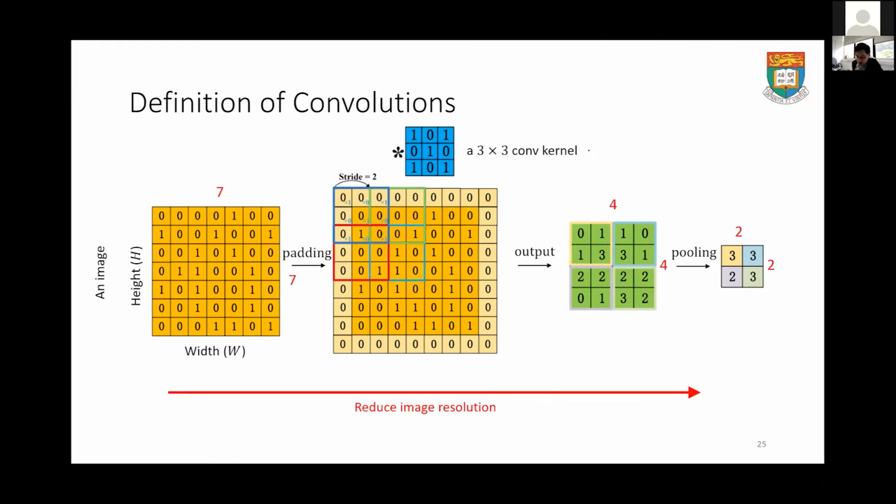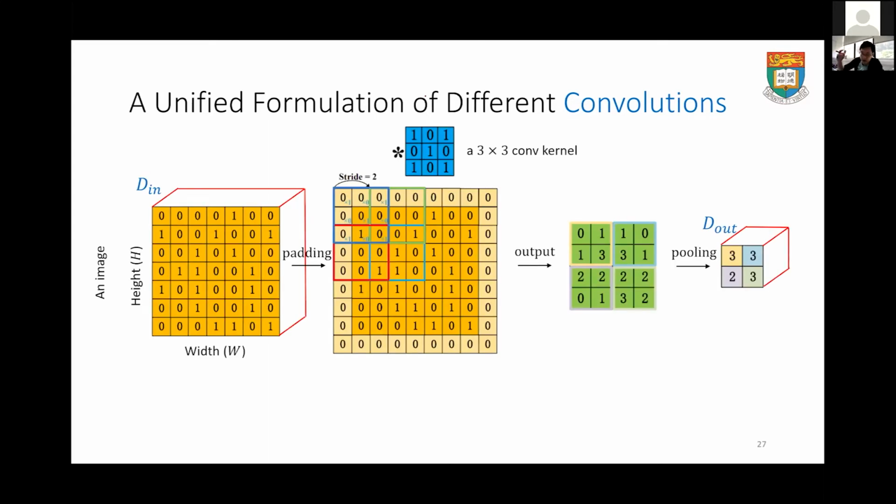You will see that convolutional operations always reduce the size of the image, that is the image resolution, in this example from 7x7 to only 2x2. And we actually have many different convolutional functions. In this talk, we want to highlight that many different convolutional functions have a unified formulation. For example, if we extend the image dimension to D in channels and the output to D out channels, then we can denote the image as X, which is a 3-dimensional tensor. And W is the convolutional kernel, which is a 4-dimensional tensor. K here is the kernel size, and D in channels by D out channels.